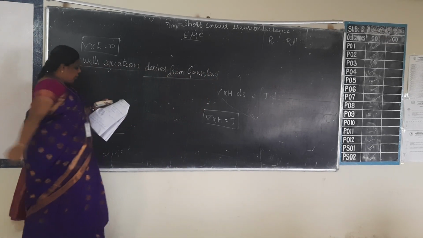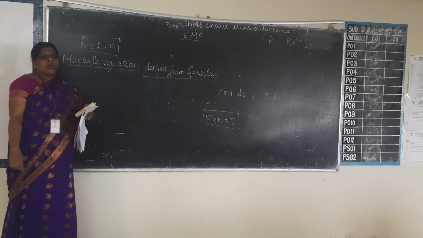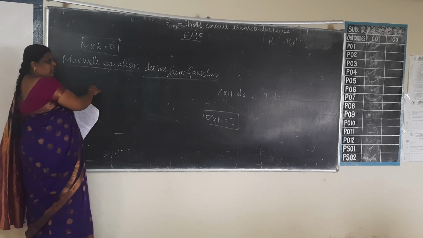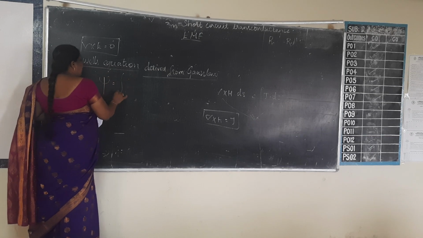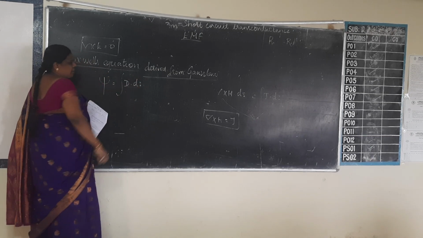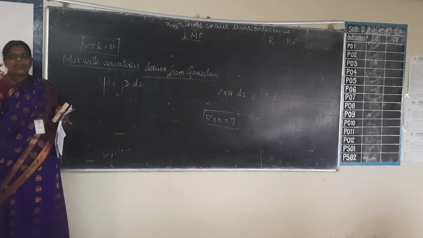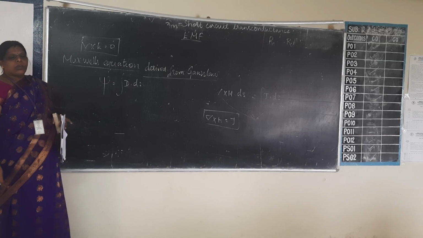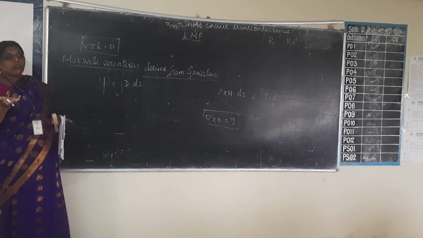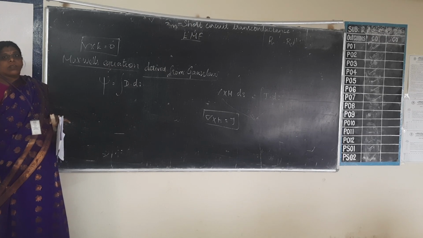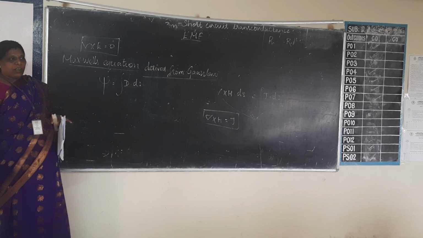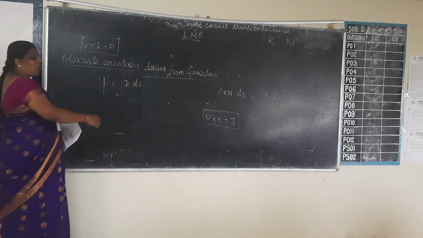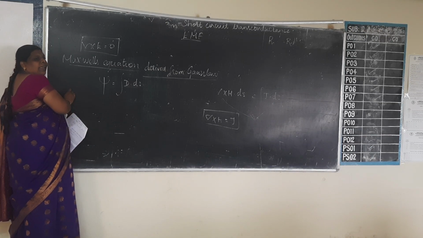Here, what is flux? How can you represent flux? Psi or phi, whatever it is. I can write it as D dot ds. What is D? I want the name for D. Charge density? Not charge density. What is that? Electric. Very good. Electric flux density.